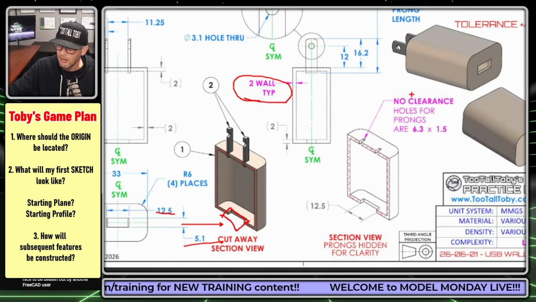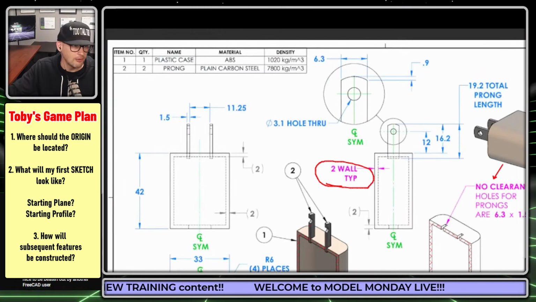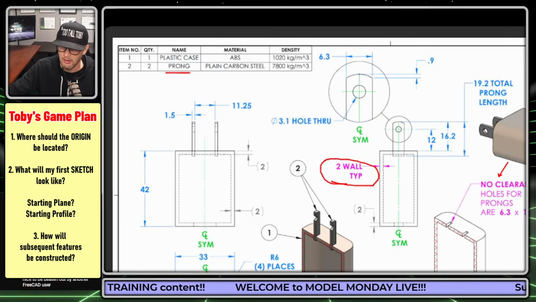So for the top section, we'll notice here it says no clearance. Holes for the prongs are 6.3 by 1.5. So in this view here, the prongs are hidden for clarity. Okay, what are the prongs? The prongs here are item number 2. Prong, item number 2. There's a quantity of 2.